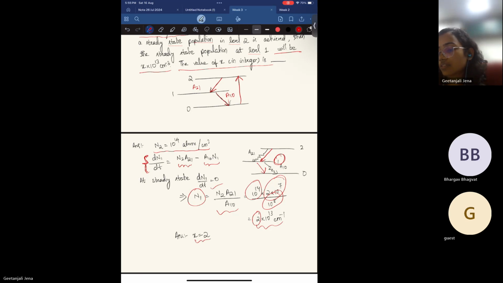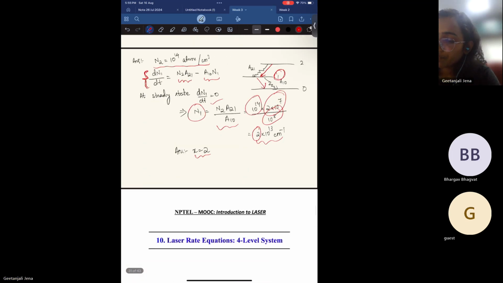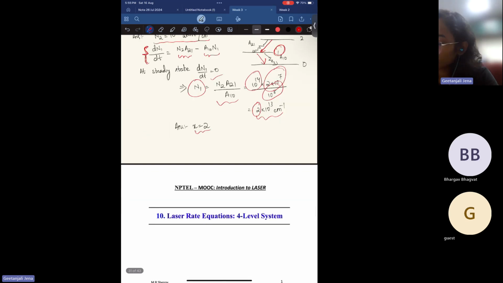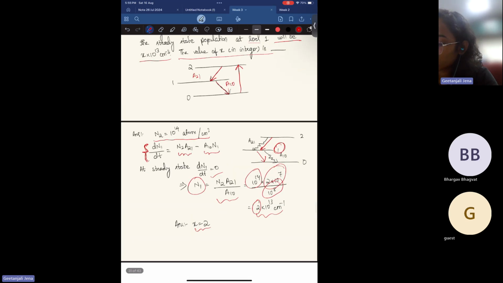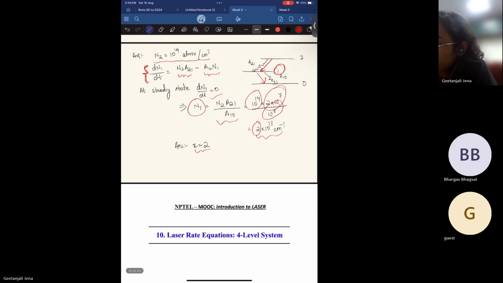Okay. I think this is also easy. If you know the rate equation and if you know what the steady state condition is, then you can easily find out the equilibrium population. So this is all about the 3-level system. It's almost time, so let's discuss the 4-level system in our next section.